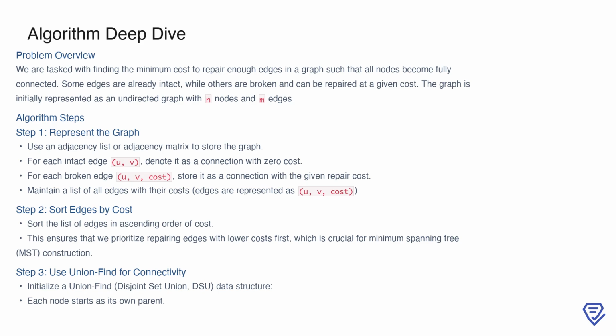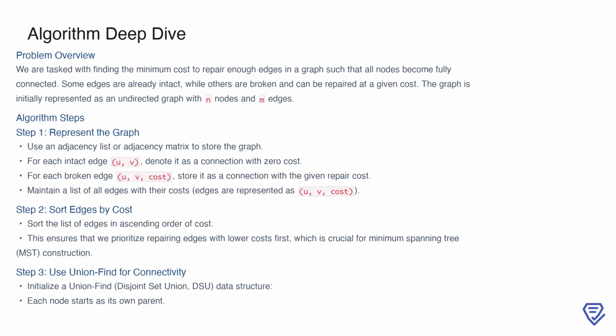Once the graph representation is complete, we compile a list of all edges, where each edge is represented by its two connected nodes and the associated cost. The next step is to sort this edge list in ascending order based on the cost. This prioritization ensures that we always consider the least expensive repairs first, which is a key principle of constructing a minimum spanning tree.